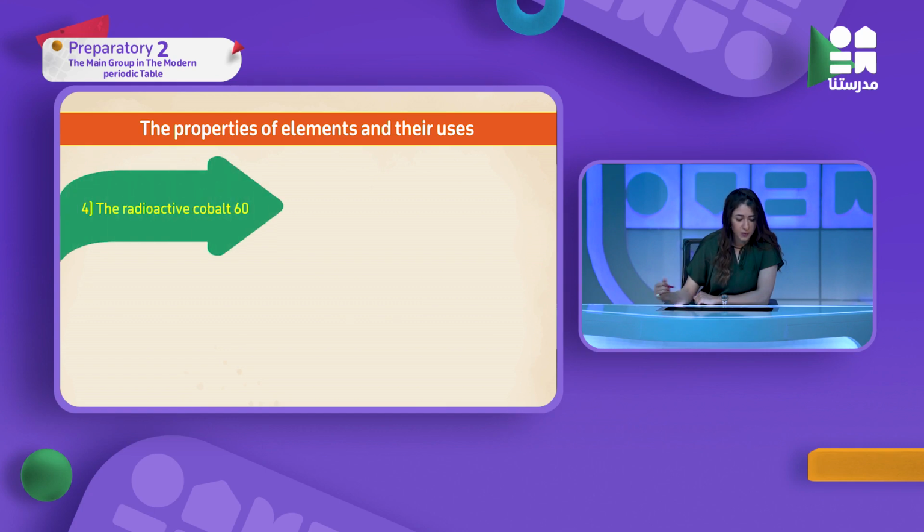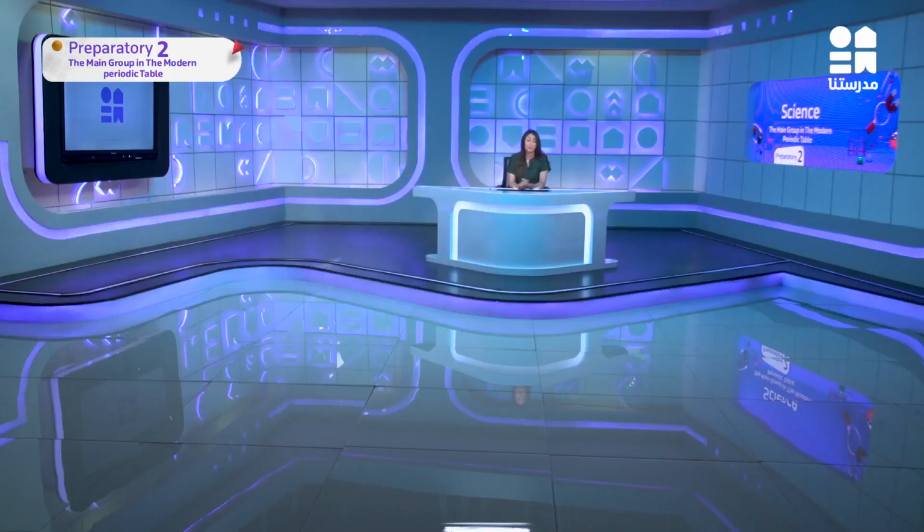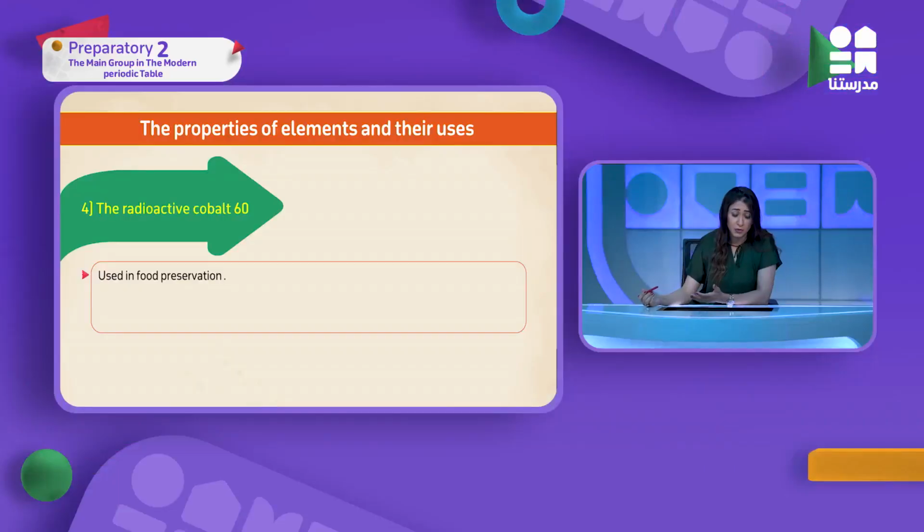Number 4 and the last one, radioactive cobalt 60. The radioactive cobalt 60 gives out a kind of ray called gamma rays. These gamma rays kill viruses and bacteria and microbes inside the food. So we use the radioactive cobalt 60 in order to protect or preserve the food products. So the radioactive cobalt 60 is used in food preservations.